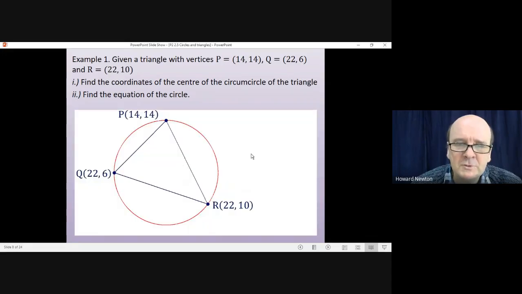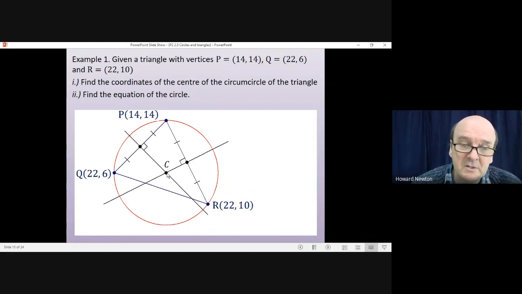So first of all, we'll do a sketch. That's the triangle, that's its circumcircle. Now I want to find the coordinates of the center. That means I'm going to have to draw two perpendicular bisectors. I'll do the perpendicular bisector of PQ, because I know that goes through the center, and the perpendicular bisector of PR, because I know that goes through the center. I could have used QR as well if I wanted to. It doesn't matter which two sides you choose. Where those two lines meet, that'll give me the center of the circle.